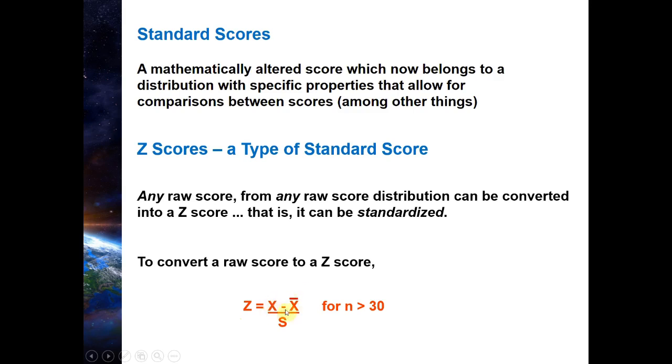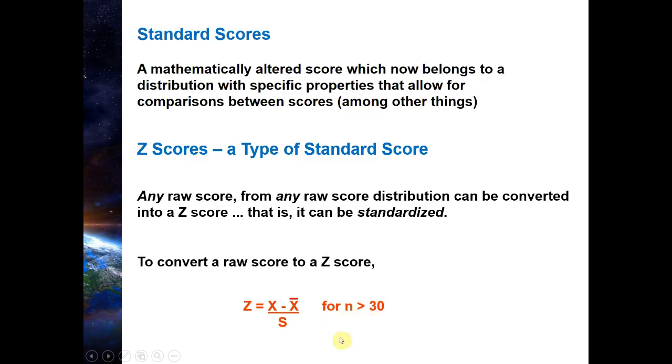So if we're working with x, you need to know x bar, like what was the mean of the distribution? What was the standard deviation for that distribution? If you know these two things, then you can take this x and you can convert it to a z. Now, this formula here works as long as your sample size is greater than 30. And so we'll talk later about what happens if your sample size is less than 30.